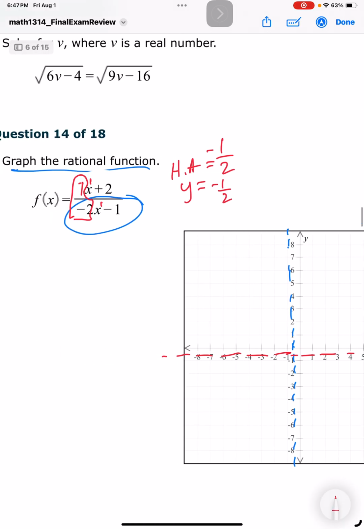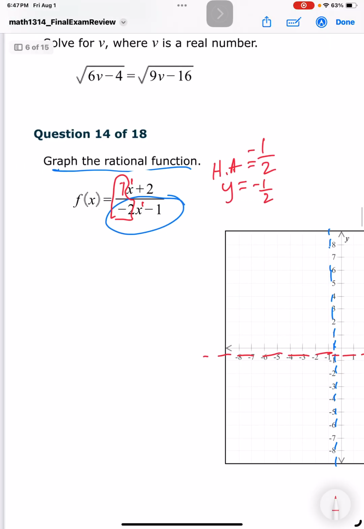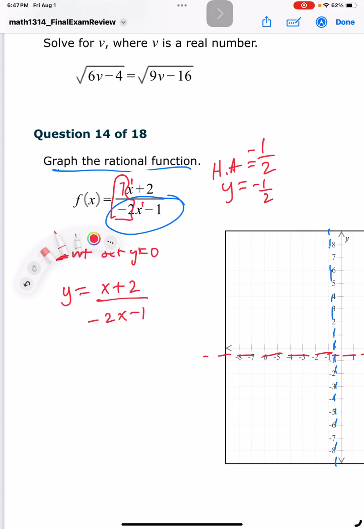The next thing we want to look at is, what are our x and y intercepts? Again, this is going to help give it shape and give it some substance. And so to figure out your x-intercept, we set our y equal to 0. So that would be y equals x plus 2 divided by negative 2x minus 1. And we would set this to 0. So I'm just going to quickly erase this and make this 0 equals. And now we're solving for x.